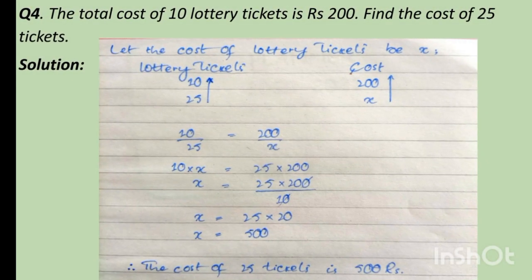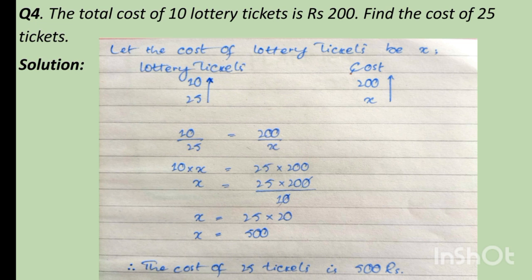Question number 4 is, the total cost of 10 lottery tickets is rupees 200. Find the cost of 25 tickets. First we need to suppose the value of lottery tickets. Okay, that's why I have written let the cost of lottery tickets be x. Now I have written lottery tickets here, and beside it I have also mentioned the cost, and below the lottery tickets I have written 10 and 25, and below the cost I have written 200 and x, because we need to find the cost of 25 tickets now.